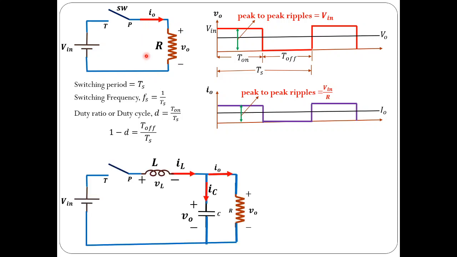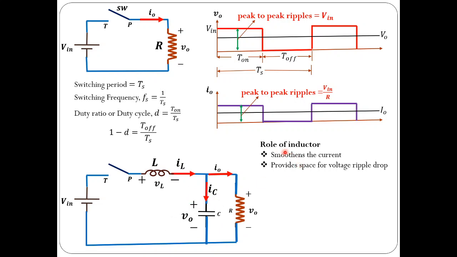So now the modified circuit is this: connect a series inductance and a parallel capacitance this way. If you observe carefully, what is the modification? This is the only modification: the inductor and capacitor are incorporated into the circuit. The inductor is connected in series and the capacitor is connected in parallel.